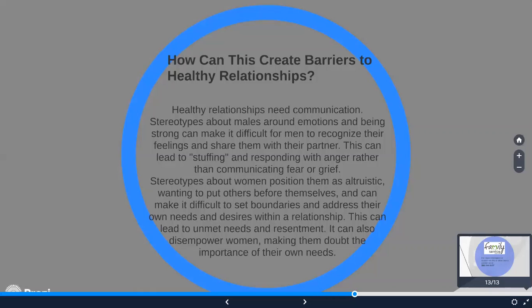Another important piece to healthy relationships is boundaries, having boundaries and being able to share those. But stereotypes about women that position them as altruistic or as putting everyone else above themselves can make it difficult for women to recognize their boundaries or to feel like they're allowed to have and set boundaries. And this can lead to unmet needs within the relationship. This can sometimes lead to resentment and disempowers women, making them doubt the importance of their own needs. And so those are just two pieces, but there are many.